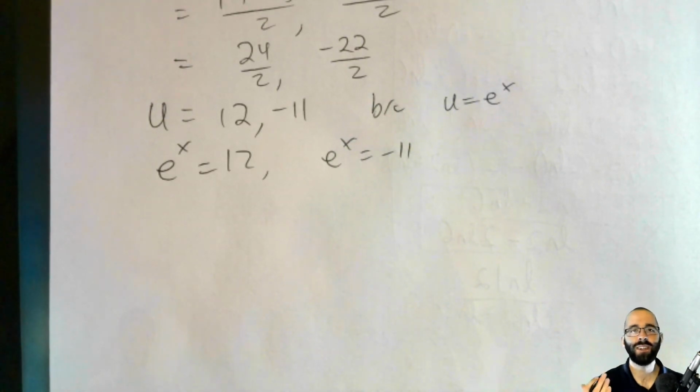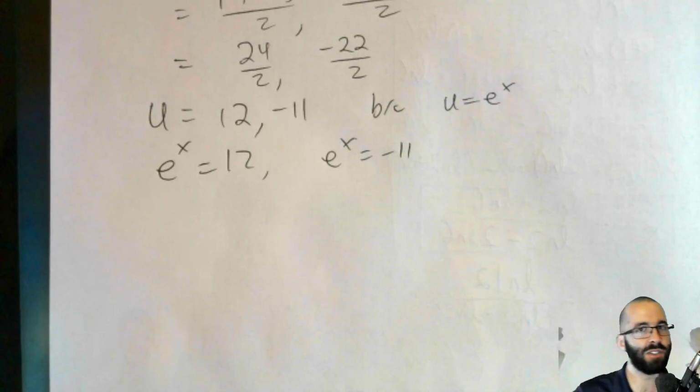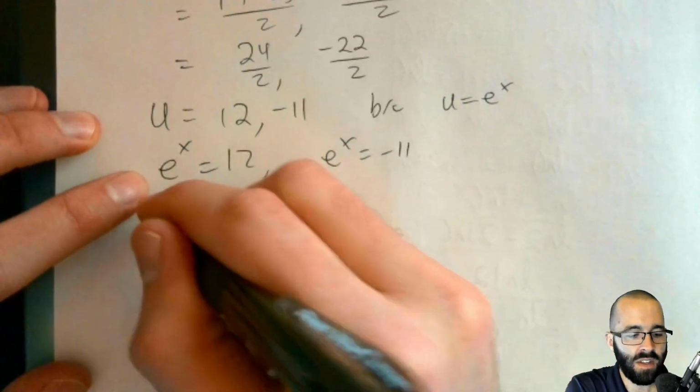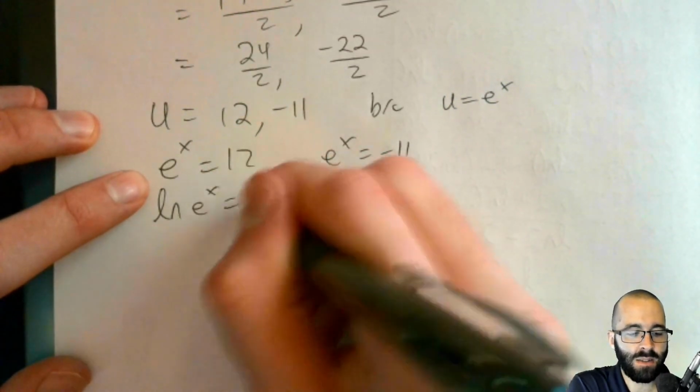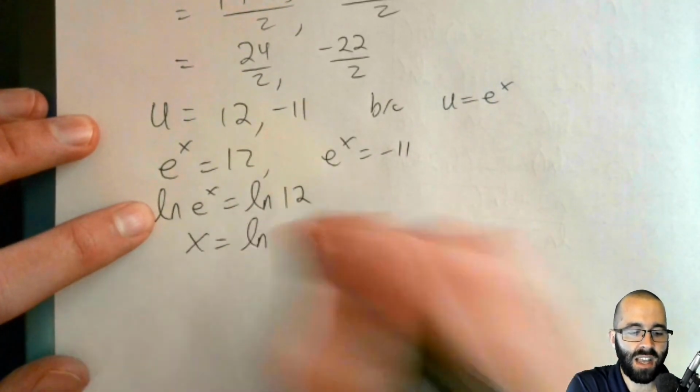So we're solving this exponential equation, and I've given you 2 more exponential equations to solve, but these ones are much quicker. Undo the exponential with the natural log. We get the natural log of e to the x is equal to the natural log of 12. Left-hand side cancels out. x is equal to ln 12.